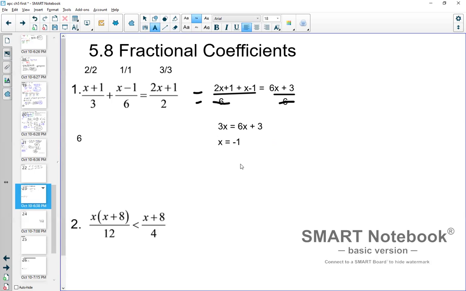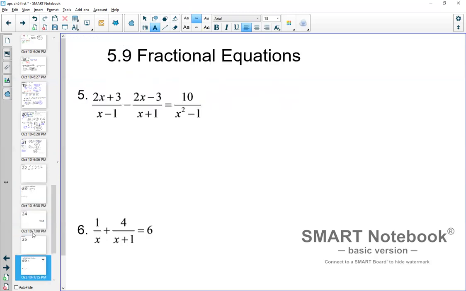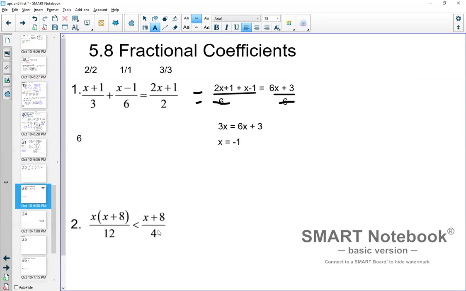Make the denominators the same. So for fractional coefficients, basically the denominators are going to be all numbers, while the next lesson, 5.9, which I definitely want to be there to teach you, is going to be exponential stuff. So just to know, today will be just numbers on the bottom, unless there's a problem I mistakenly added.